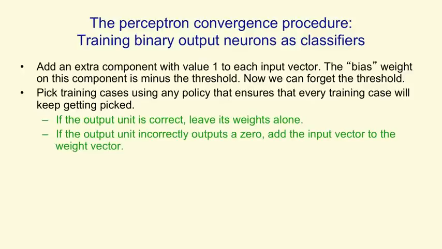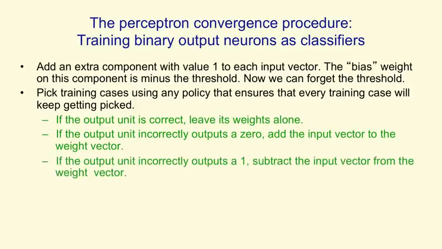If the output unit outputs a 0 when it should have output a 1, in other words, it said it's not an instance of the pattern we're trying to recognize, when it really is, then all we do is we add the input vector to the weight vector of the perceptron. Conversely, if the output unit outputs a 1 when it should have output a 0, we subtract the input vector from the weight vector of the perceptron.